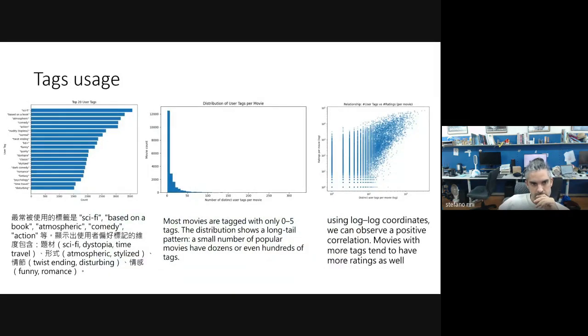On long coordinates, the number of tags and ratings shows a positive correlation. Popular movies have both more ratings and more tags. Most movies have only 0 to 5 tags, but a few popular ones have dozens or even hundreds, creating a long tail distribution. Frequent tags include sci-fi, based on a book, comedy, and action.